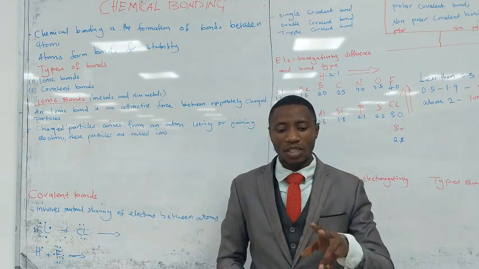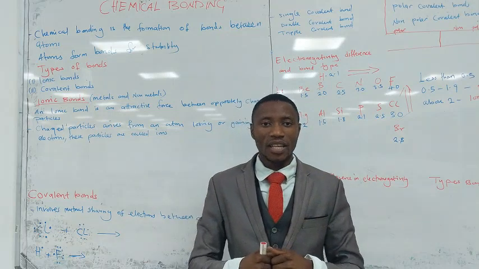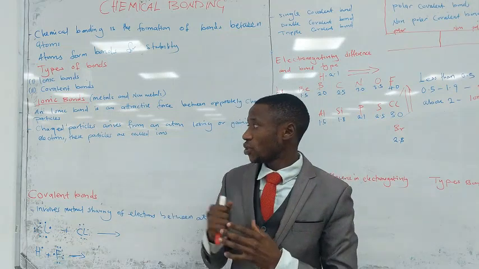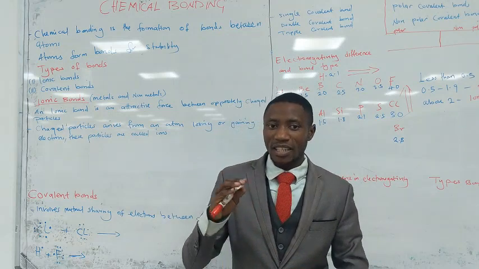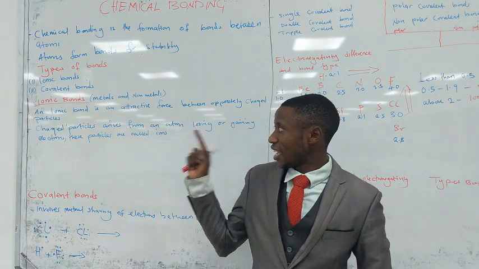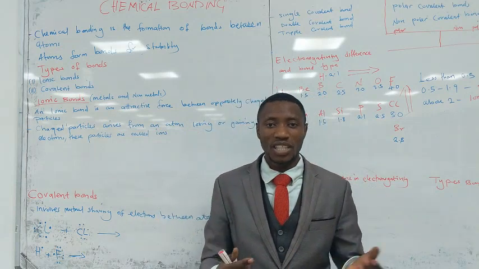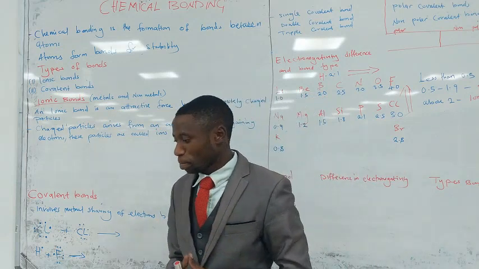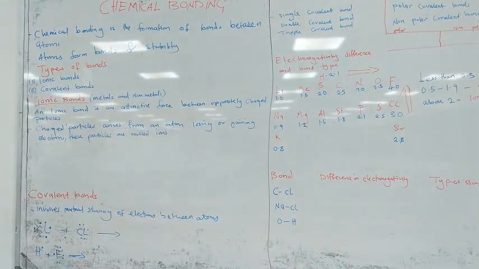We have two types of bonds that we're going to look at in this session. There are more types of bonds, but this session is specifically looking at two types, and these are ionic and covalent bonds. These are the two types of chemical bonds that we are going to invest time in. So let's dive into each one of them.